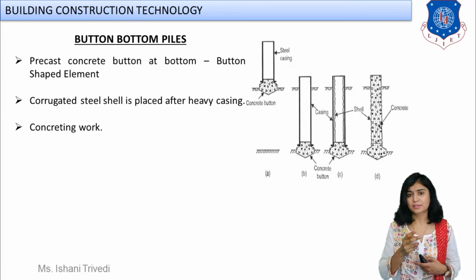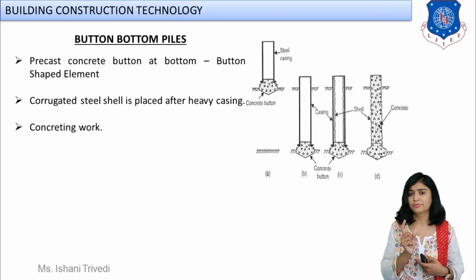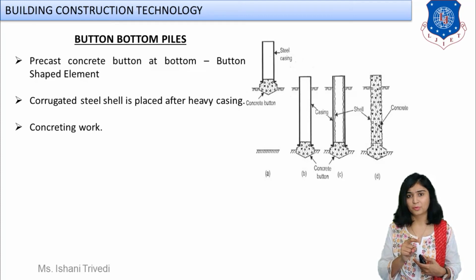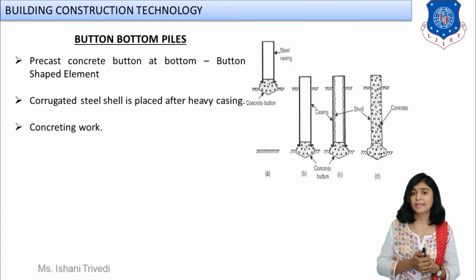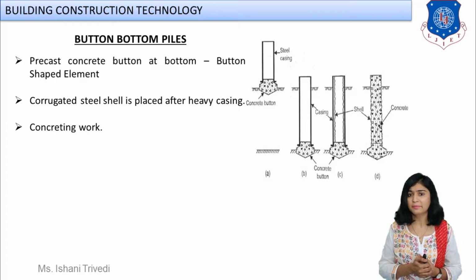Just like the MacArthur pile, first of all, a core and shell, that is heavy steel casing, will be inserted into the ground along with the concrete button fitted at the bottom. Then a thin corrugated steel shell, additional casing, will be provided. Then concreting work will be done and the heavy steel casing will be lifted back, and hence the thin corrugated steel shell will remain permanent with this type of member.